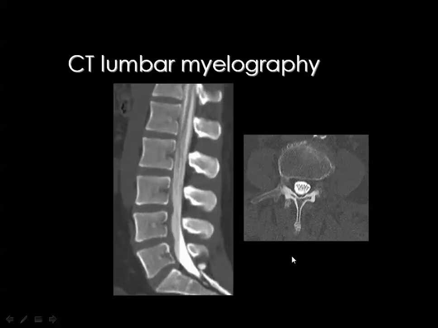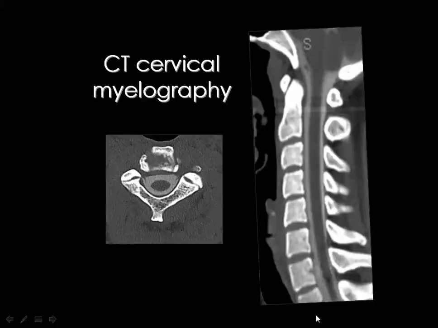And the recent machines can reconstruct the images in the sagittal and the coronal planes so that you can have these beautiful images. Also in the cervical spine, in the axial images, you see the negative shadow of the spinal cord surrounded by the contrast medium, and in the sagittal reformatted image you see the cord as a filling defect within the contrast column.